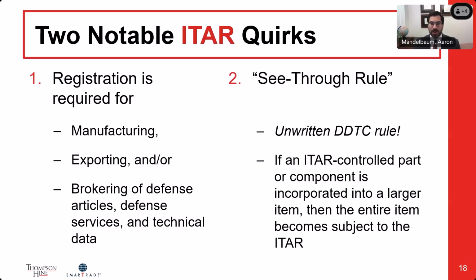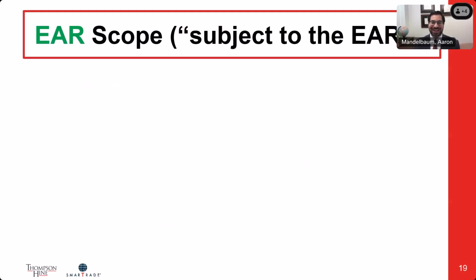But we're gonna keep moving forward, and we're gonna now shift gears and move to the EAR, which, if you recall from earlier, is for a lot of people the primary export control regulatory regime because it's covering a broader group of items, again, dual use items. So that obviously begs the question, what items are going to be subject to the EAR?